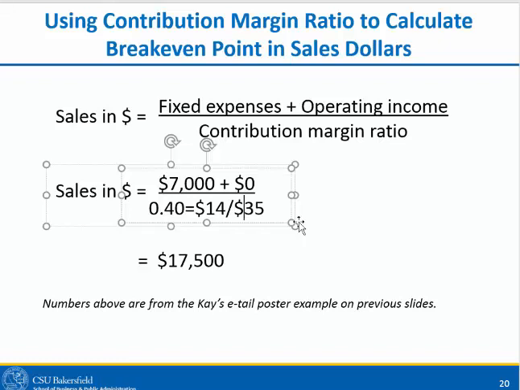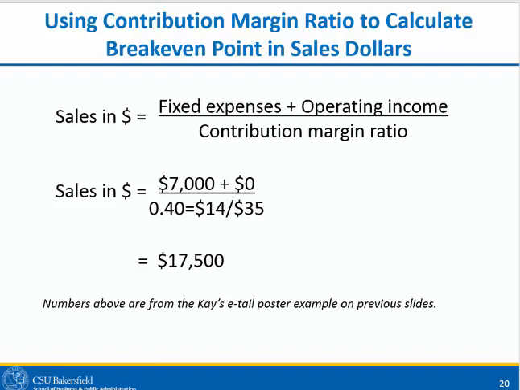Then you divide 7,000 by 40%. That's how you get the sales in dollars. So finally, the result is 17,500. So in order to break even, KL must have 17,500 in revenues. So that's how we apply the contribution margin and the contribution margin ratio to study break even, in units and in sales dollars. I hope you enjoy those questions.